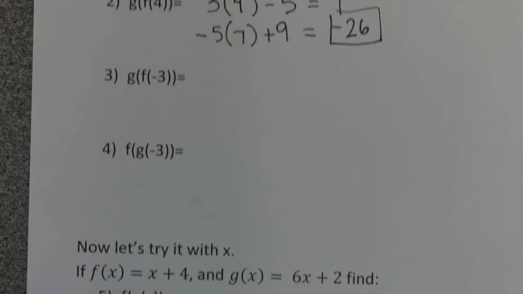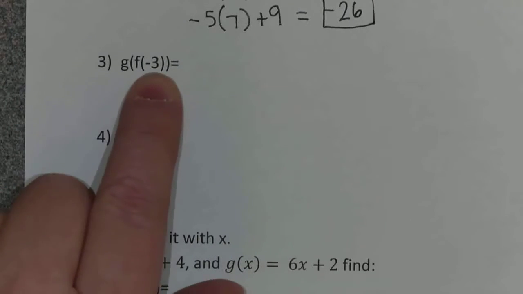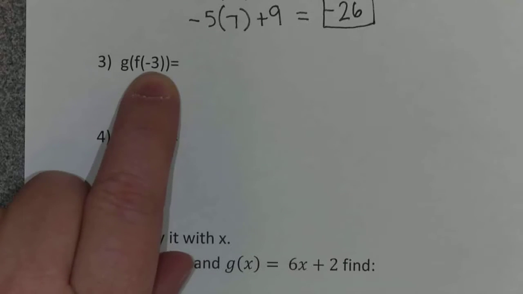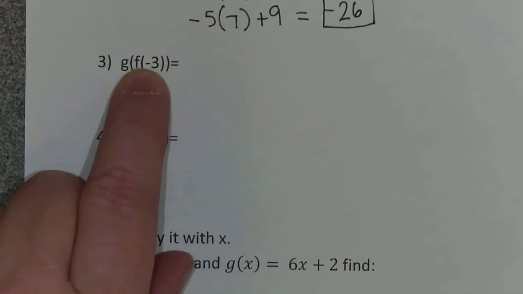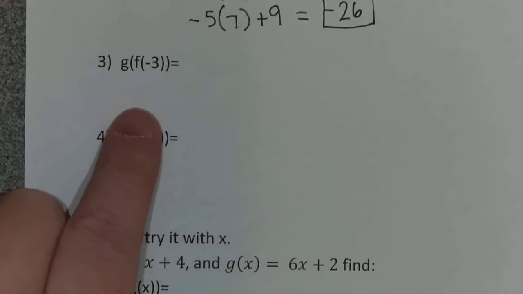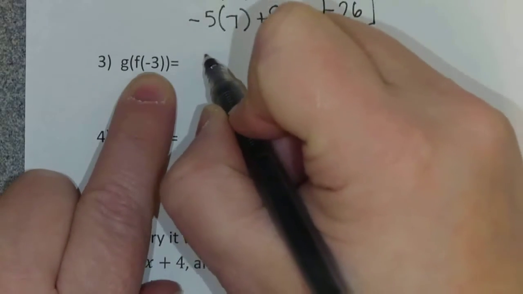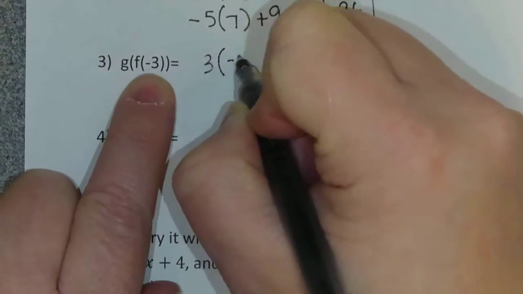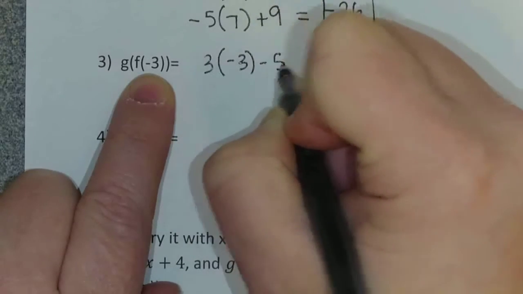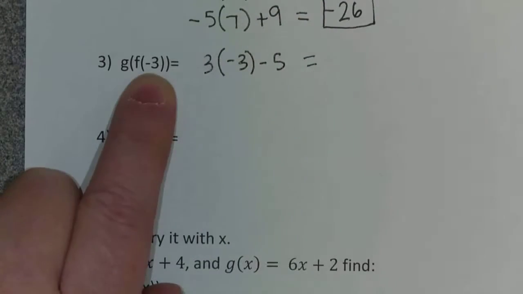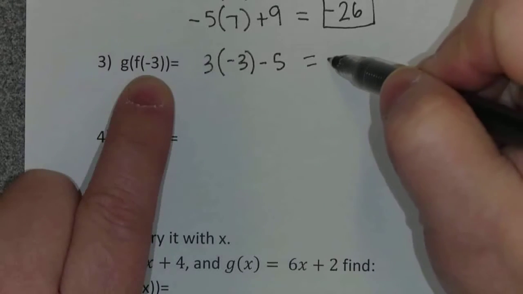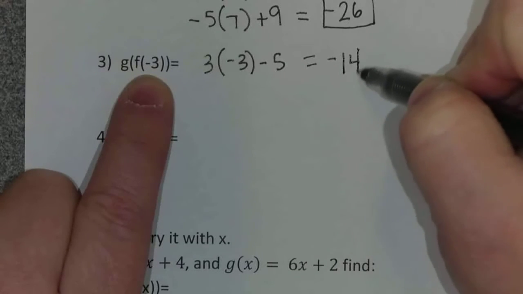All right, so what's number 3 asking me to do? Yeah, put this into the f function, and then we'll get our answer and put it through the g. So if we put it into the f function, we're going to have 3 times negative 3 minus 5, substituting it into f. When I do that, I get, yeah, negative 14. Nice job.